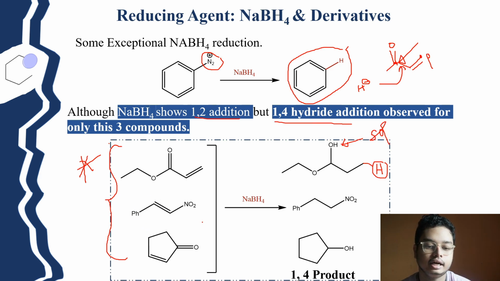Similarly, if you have this type of compound with NaBH4, the hydride attacks here and we get this particular compound. Similarly, if we have an alpha beta unsaturated compound on a 5-member ring, it also shows the 1,4 product. But if it has a 6-member ring, then it will form only the 1,2 product. This particular bond stays intact in the case of a 6-member ring, but in the case of a 5-member ring, 1,4 addition takes place.